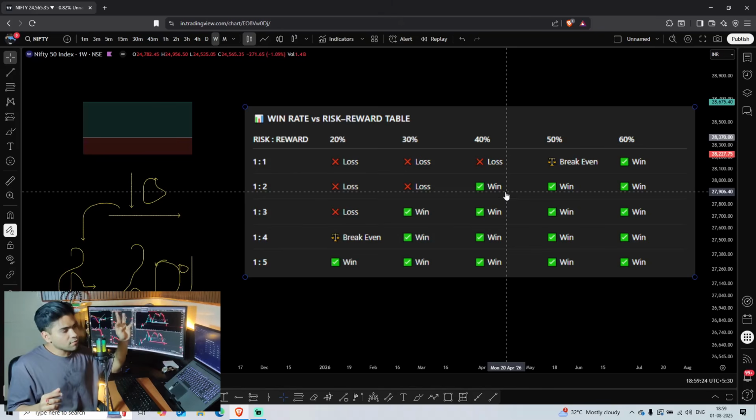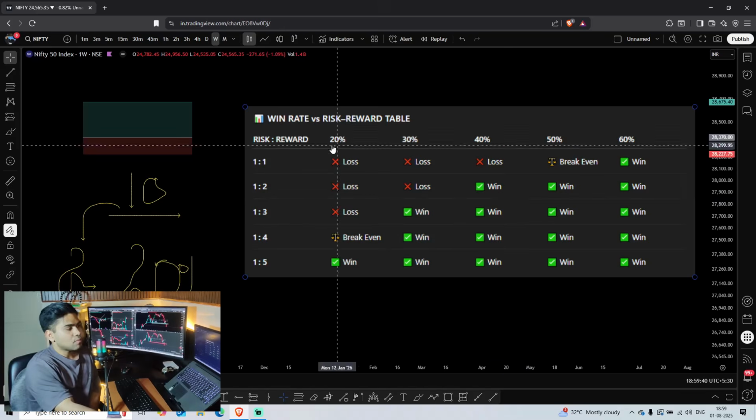But when I'm saying a 40% win rate at 1:2, that means every winning trade I'm making 20 rupees. That means if I'm winning in 4 trades, 4 into 20 will be 80 rupees. So I'm losing 60, gaining 80. That means an overall of 20 plus. Similarly, that's how you read this particular chart basically.